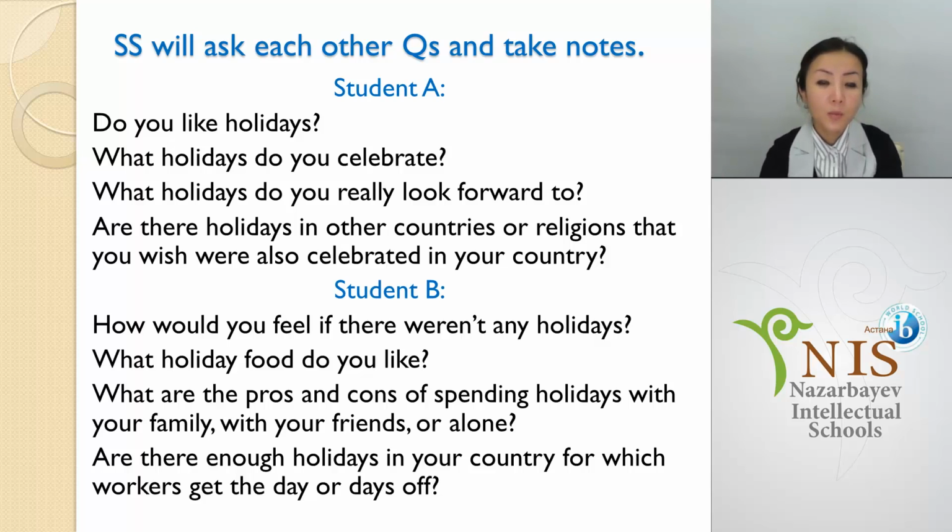And student B, coming to the questions of student B: How would you feel if there weren't any holidays? What holiday food do you like? What are the pros and cons of spending holidays with your family, with your friends, or alone? Are there enough holidays in your country for which workers get a day off? So you can see what kind of answers they get, and you can see the difference of these answers.